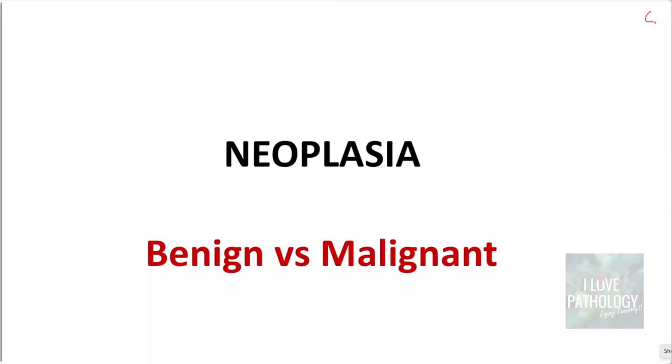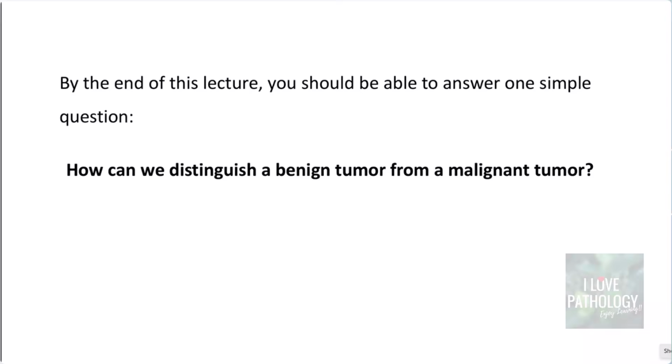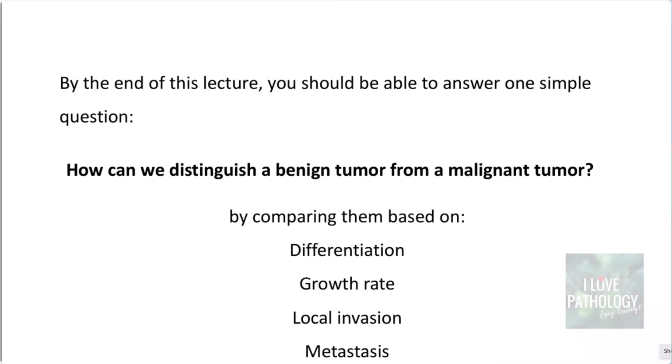In continuation with the series on neoplasia, this is part 2 of the neoplasia series, where we will be understanding the differences between benign and malignant tumors. By the end of this lecture, you should be able to answer one simple question. And what is that? How can we distinguish a benign tumor from a malignant tumor? That can be done by comparing these tumors based on differentiation, growth rate, local invasion, and metastasis. So let us learn these terminologies one by one.